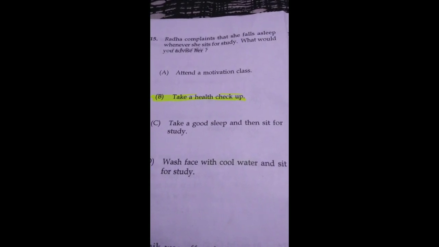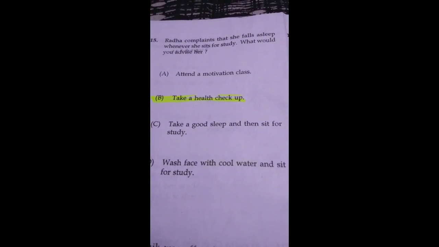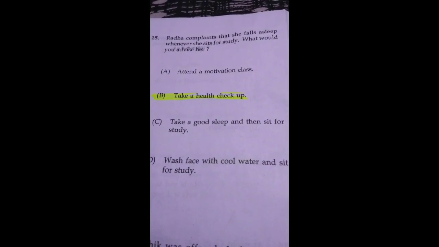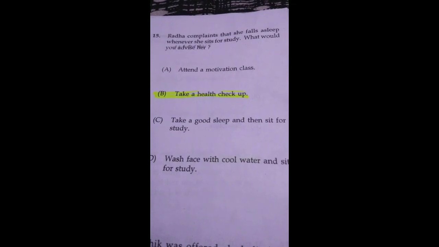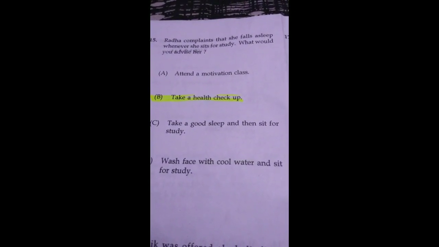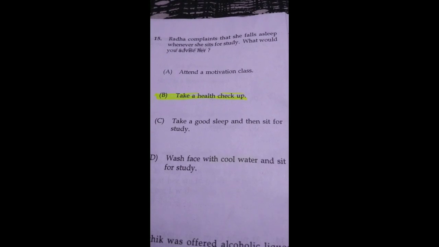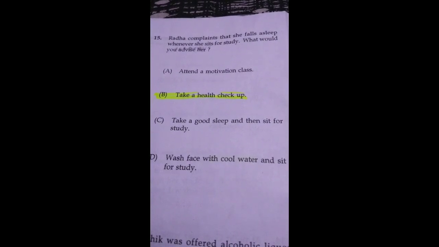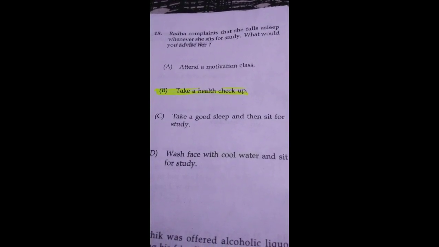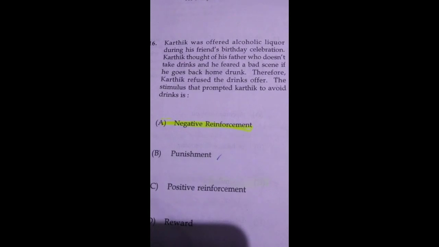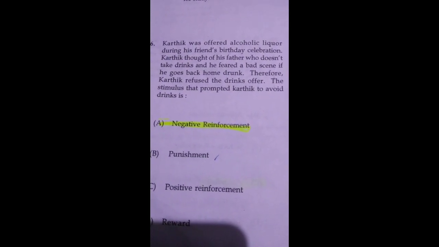Radha complains that she falls asleep whenever she sits for study. What would you advise her? Attend a motivational class, take a health checkup, take a good sleep and then sit for study, or wash face with cool water and sit for study? Take a health checkup.